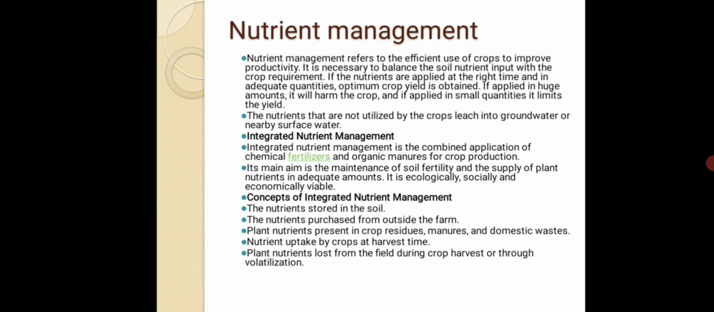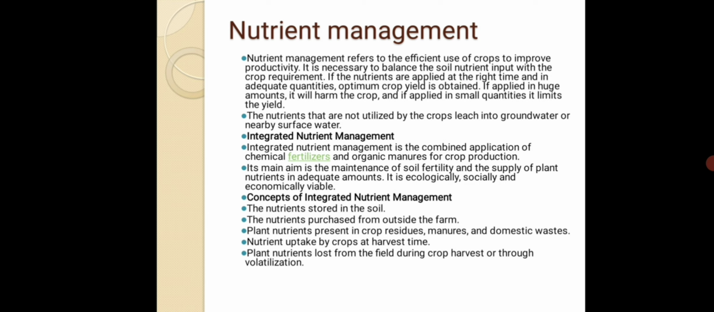Then nutrient management. Nutrient management is nothing but the supply of essential nutrients, such as micronutrients and macronutrients, in a proper manner. It is giving nutrients for plant growth at the correct time. Integrated nutrient management is the combined application of chemical fertilizers and organic fertilizers. Integration of both organic and inorganic fertilizers is integrated nutrient management.